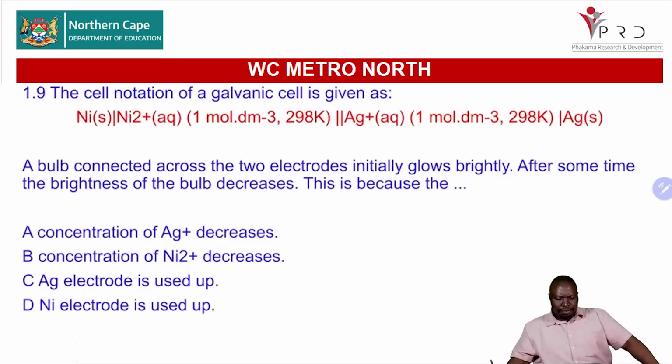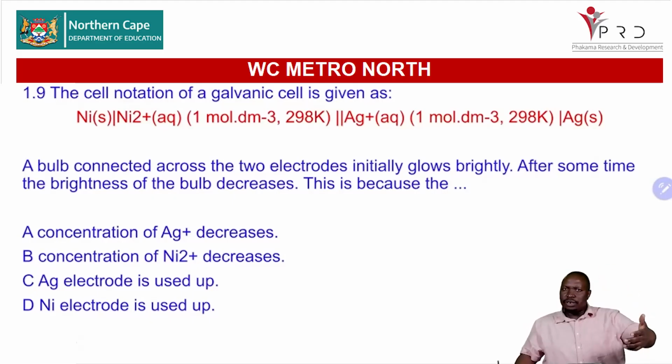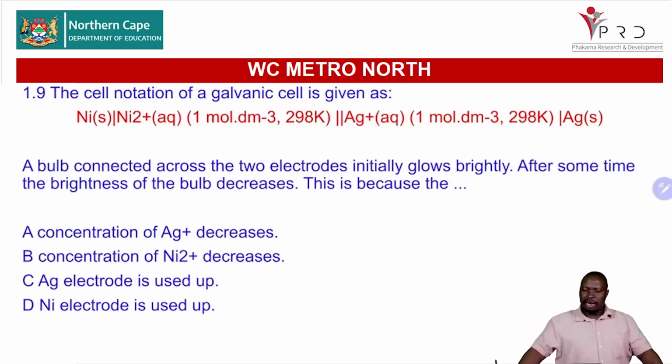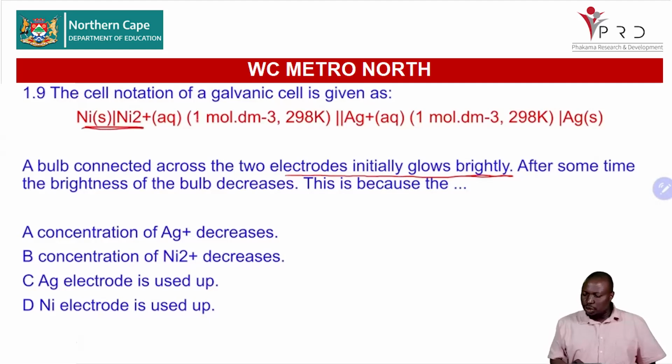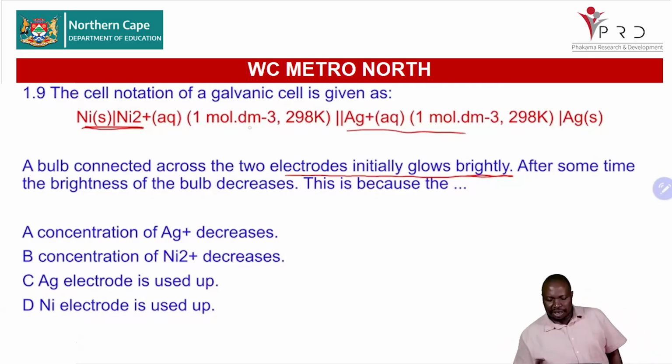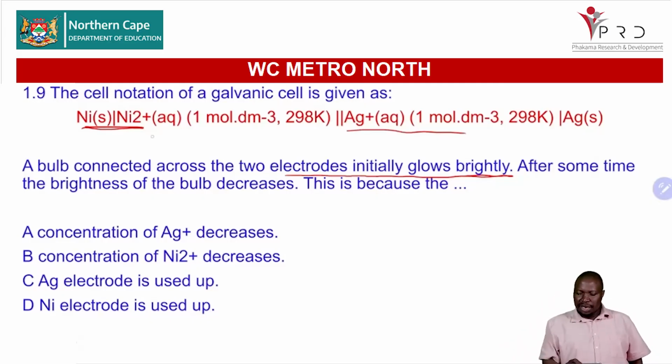So that is good. This one is from Western Cape Metronaut, the cell notation again. So cell notation, overall cell reaction. Please, this will definitely help you. They are saying now a bulb connected across the 2 electrodes initially glows brightly. So we're having a nickel 2 plus and silver ion silver cell. It's the nickel silver cell that we're having. They're saying initially the bulb is glowing very brightly. Remember, nickel on the anode is losing electrons, and Ag plus on the cathode is gaining electrons.